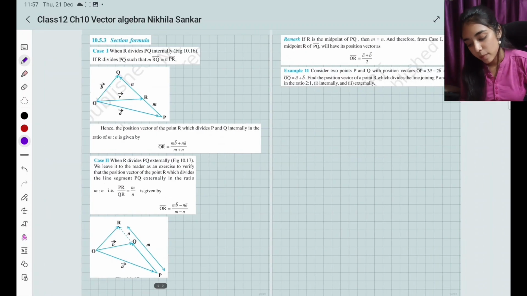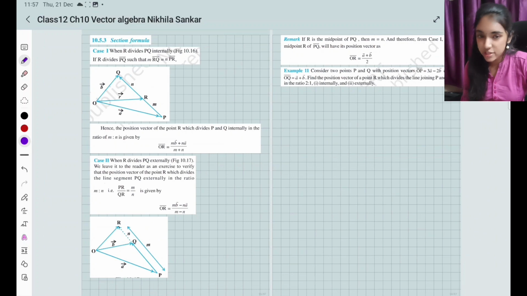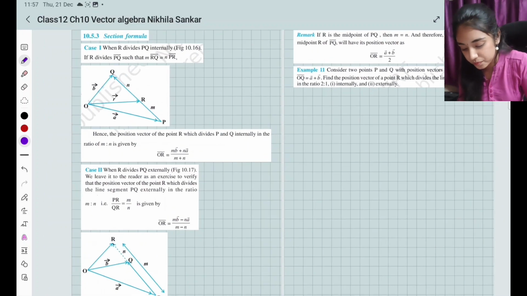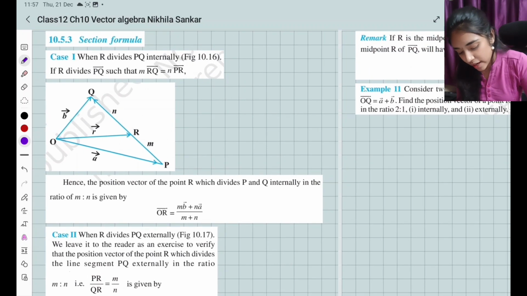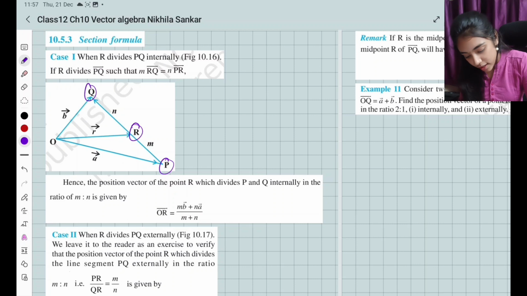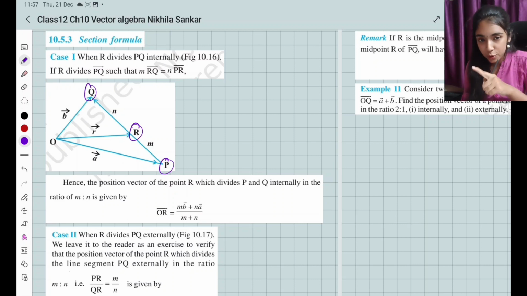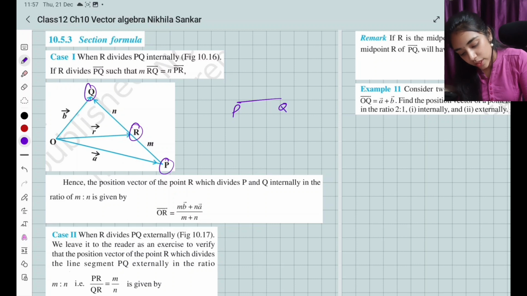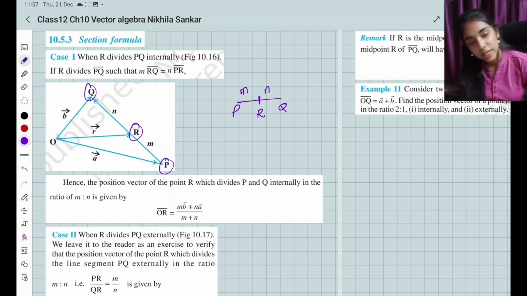Now, next topic is going to be section formula. Section formula நம்ம already 3D geometry ல பார்த்திருக்கோம். இது vectors வச்சு எப்படி போட போறோம்னு பார்க்க போறோம். Now, when you have a point P and Q, you have some point R that divides the line PQ internally, externally. இது ரெண்டுமே பார்த்திருக்கோம்ல. இப்போ P, Q இருக்கு. The point R divides P and Q in some ratio m is to n.